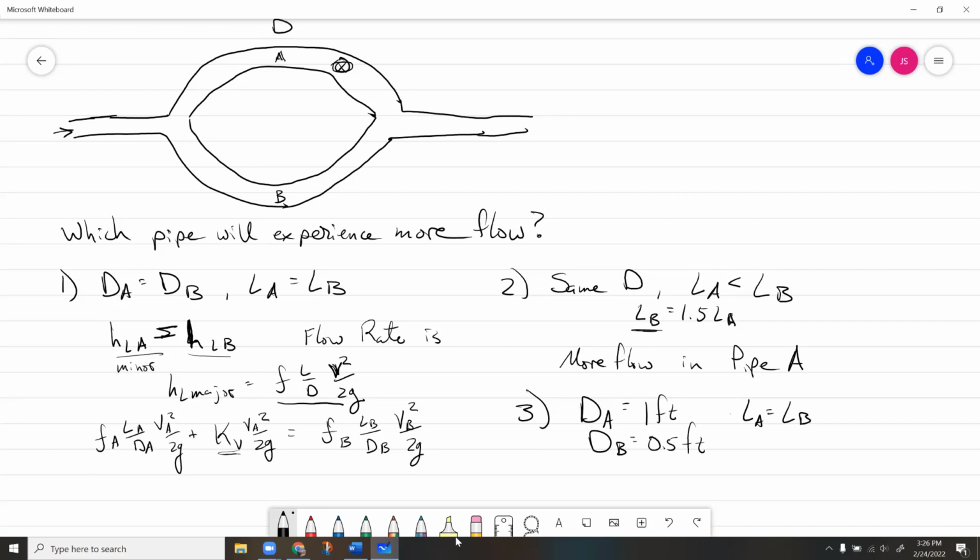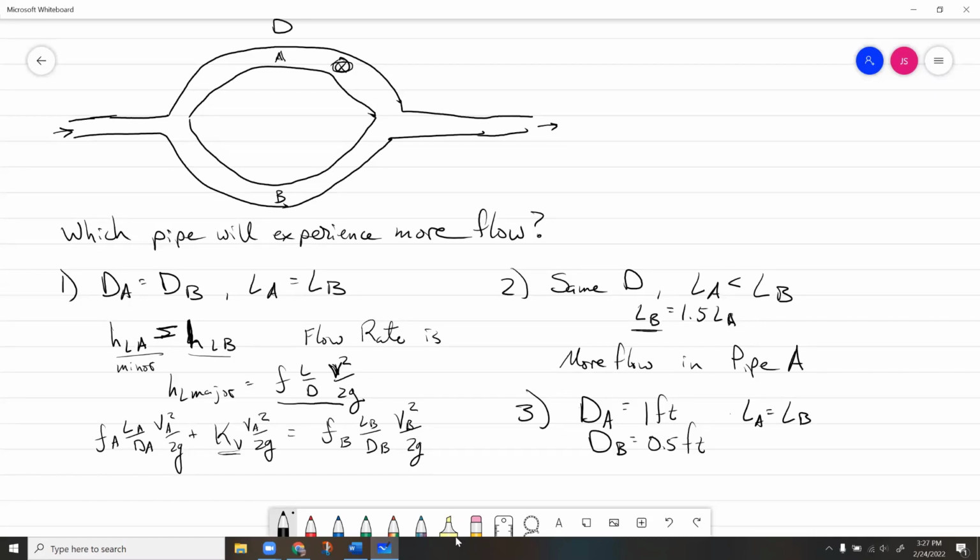Let's see. Then I suppose, if the flow rates are technically the same, I'm going to guess it will be similar to the first case in terms of flow. And are you thinking B might have more flow in it? No, I'm thinking both of them may have the same. Oh, they might have the same flow rate. I see what you're saying.